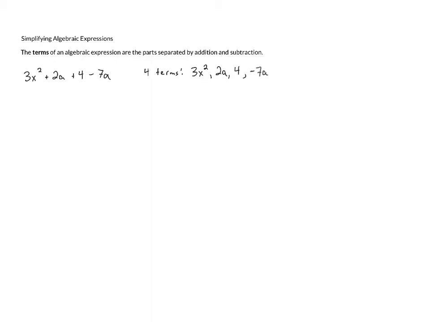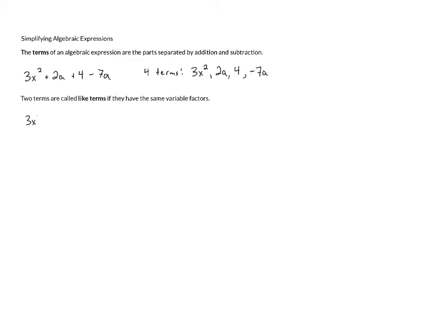And there's 2 terms here that are special. You've probably noticed 2a and negative 7a are special because they both have a as their variable, and we call these like terms. 2 terms are called like terms if they have the same variable factors. And when we have like terms, the thing that we can do is we can combine them.